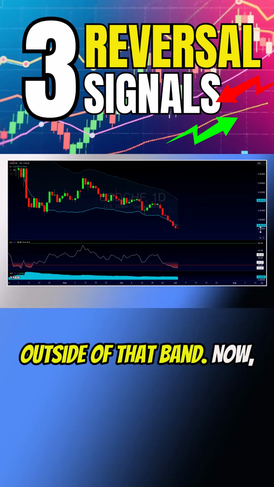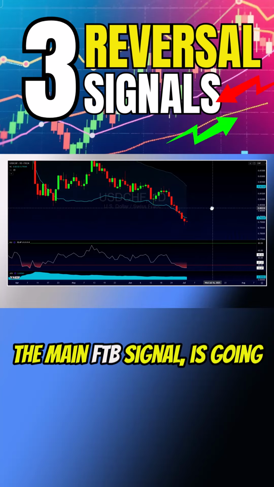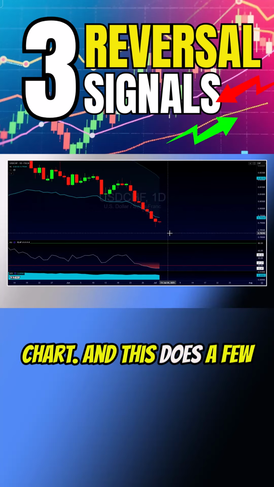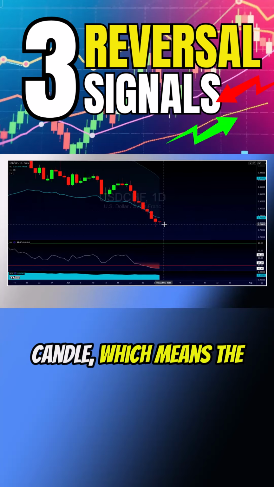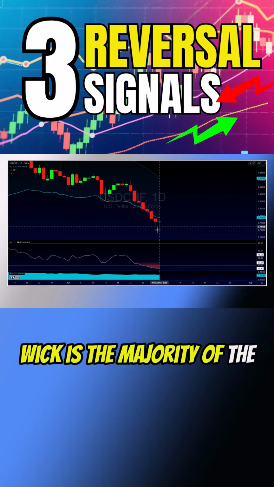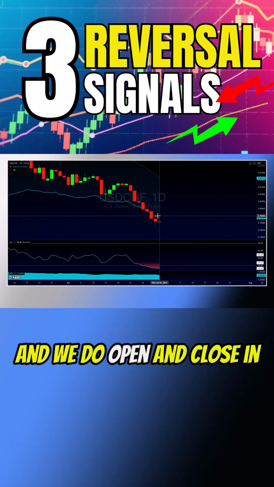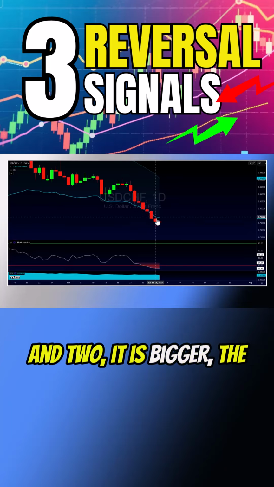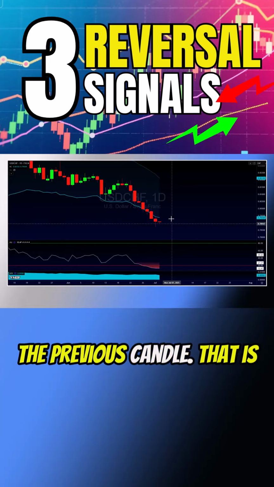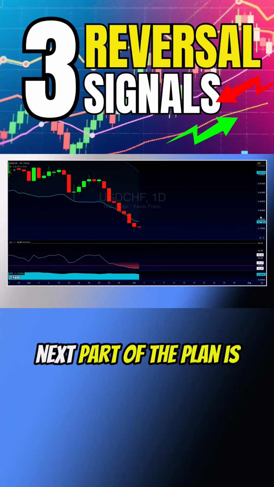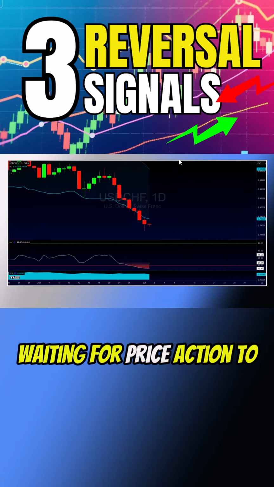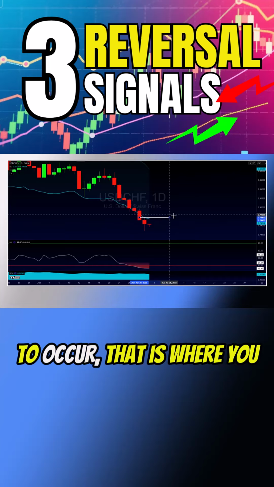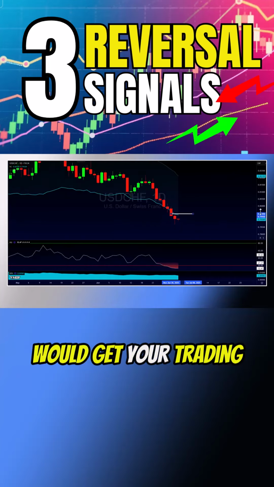Now, the last signal, and this is the main FTB signal, is going to be the actual candlestick pattern on your chart. And this does a few things. One, it is a low test candle, which means the majority of the wick is to the downside, and we do open and close in the upper half, I should say, of this candle. And two, it is bigger, the range of the candle, than the previous candle. That is very important. And the next part of the plan is waiting for price action to trade above the highs of this candle. And if that were to occur, that is where you would get your trading signal.